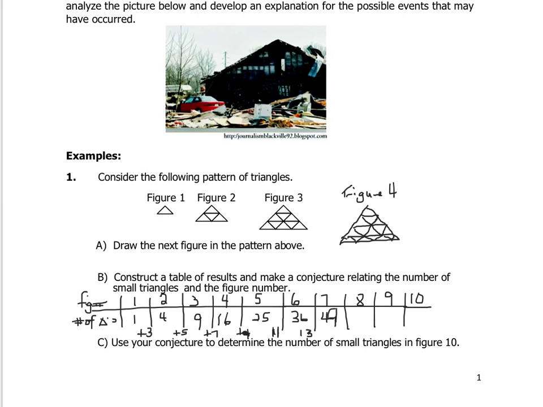And then the next odd number would be 15. If I add 15 to that, I would get 64. Then the next odd number is 17, so that's 64 plus 17, which is 81. And then if I add the next odd number onto that, that should give me 100. So that's what we would guess: figure 10 would have 100 small triangles in it.